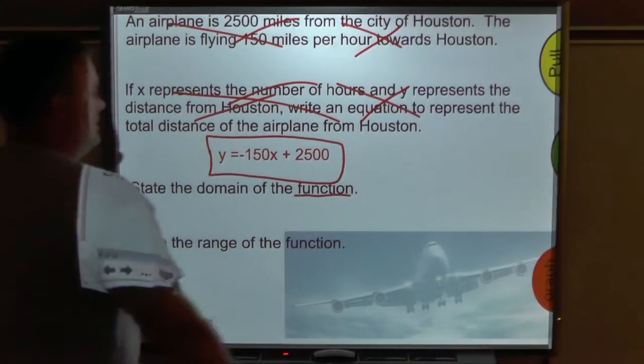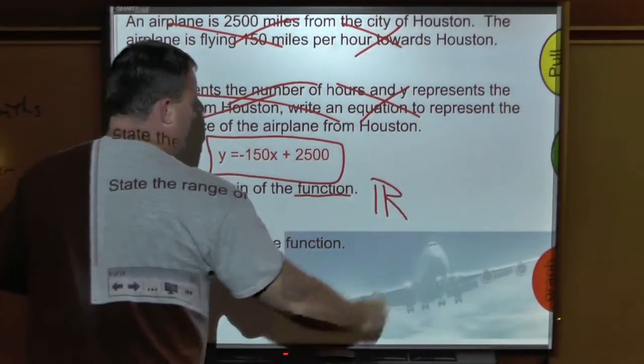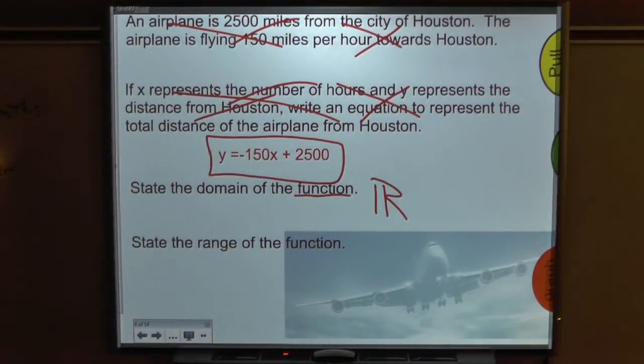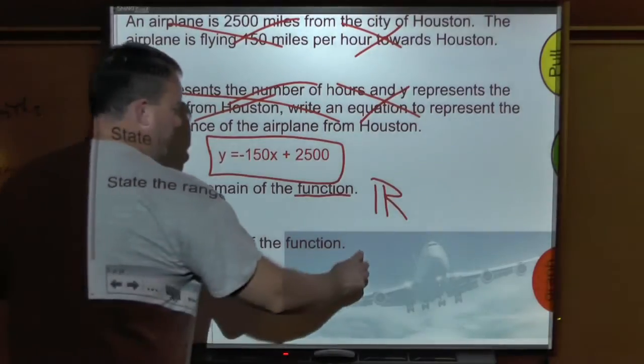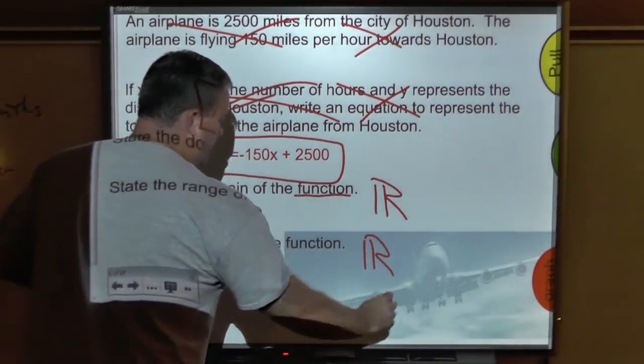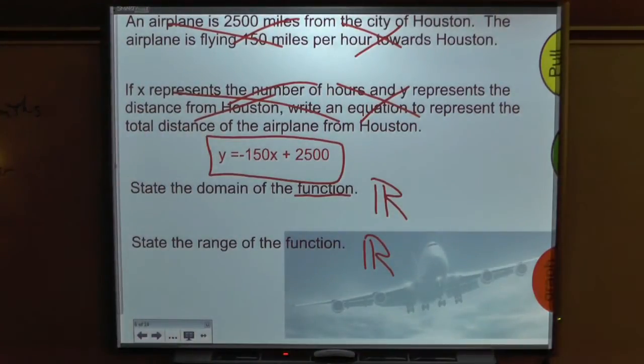And from what we've talked about before, the domain of the function is going to be all real numbers, because we're just looking at that. When we talk about the range of the function, it's also all real numbers. Alright?